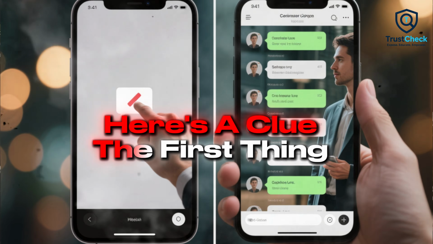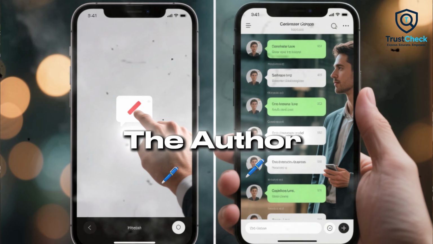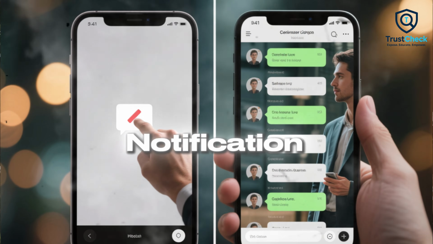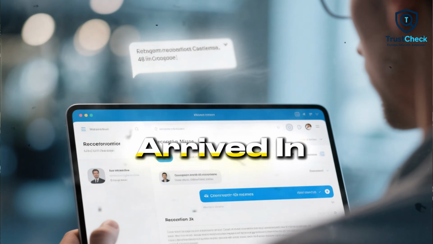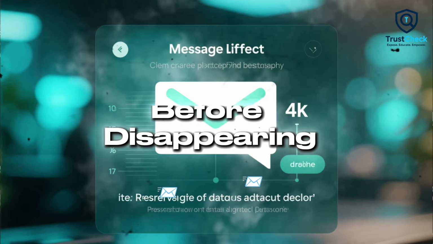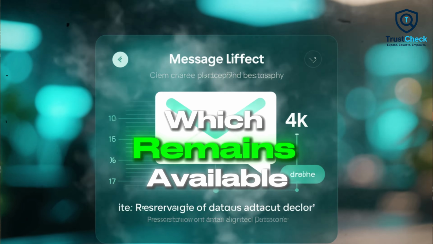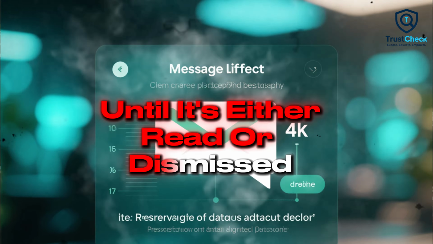Here's a clue. The first thing that I notice is that although the message was deleted by the author, the recipient never saw the deleted by author notification until it was too late. In other words, the message arrived in their inbox before disappearing. So there's at least one copy of the message which remains available to the intended recipient until it's either read or dismissed.